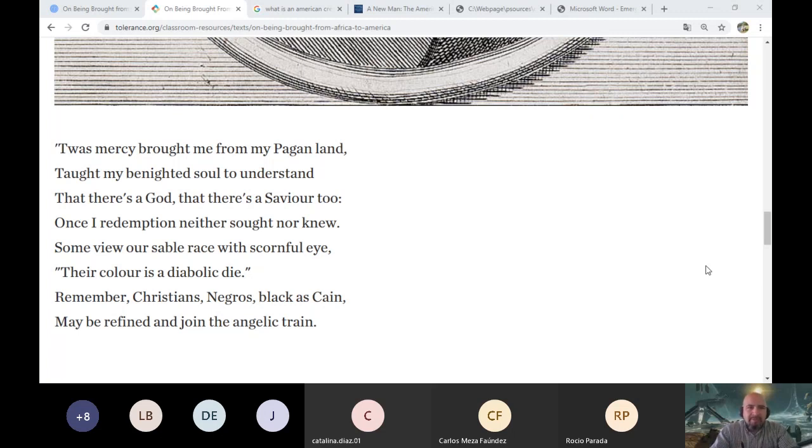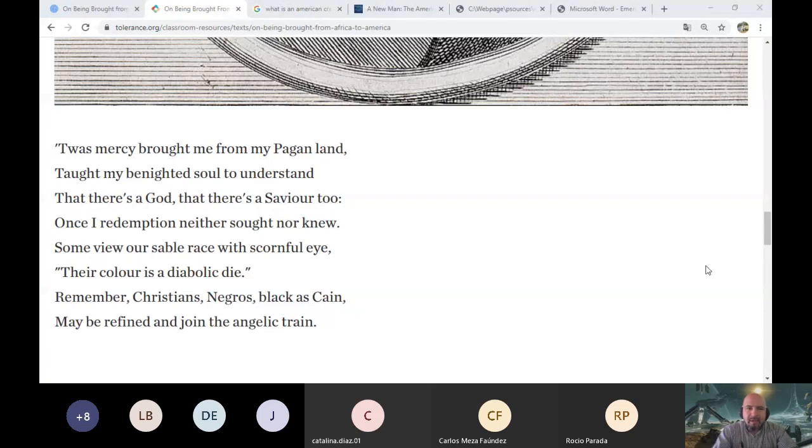Second line, "taught my benighted soul to understand." My benighted soul, benighted, right? What's the meaning of benighted? And also my soul to understand. She's not using taught my benighted heart to understand, or taught my benighted mind to understand. She is using the word soul, considering that at that time, one of the arguments that supported slavery was that slaves did not have a soul, were not human beings, so they could be sold, traded, bought, because it's easier for someone who understands that these people do not have a soul to not complicate things with the Bible.